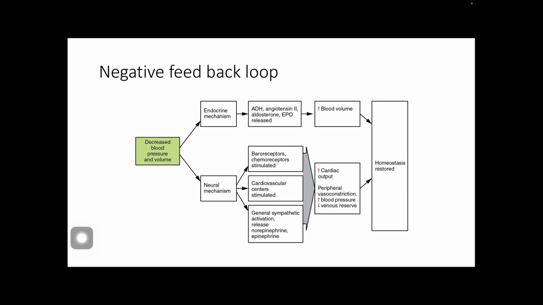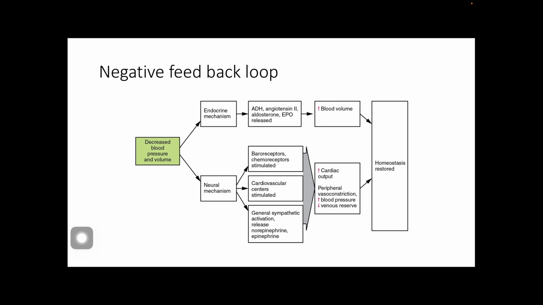There is a negative feedback mechanism, essentially, as decreased blood pressure and blood volume happens. We get the endocrine side that's going to drive ADH, angiotensin 2, aldosterone, erythropoietin. These are going to do everything to increase blood volume. ADH holds on to water. Angiotensin 2 is going to squeeze the vessel. Aldosterone holds on to sodium so that we retain more fluid. EPO increases blood cell production. All that tries to restore homeostasis.